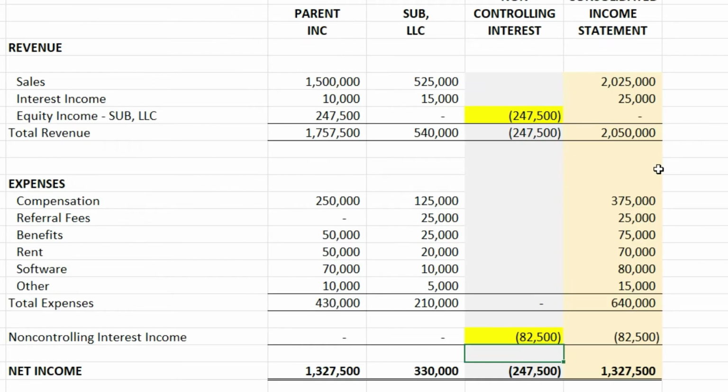And one thing you'll notice is net income of the parent and of the consolidated entity are identical. And the reason for that is the parent has effectively already layered in the results of sub LLC through equity method accounting. But when we consolidate the two together, we need to, one, back out the equity method accounting, and then two, layer in the non-controlling interest income. The net result is the same net income of parent Inc. and the consolidated income. Next, let's go to the balance sheet.